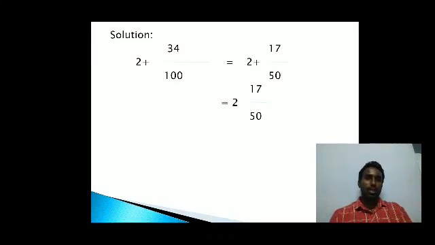For example, see here, 100. What is the first digit? 1. So 1 will not divide by 2. What is the next digit? 0, so 10 will divide. How many 2s are 10? 5 2s are 10. Remaining 0. So the remaining 0, lastly the 0 of 100 will come. So that means 50. Okay, so 2 plus 17 by 50. So it is a mixed fraction. So 2 plus 17 by 50 we can write as 217 by 50.